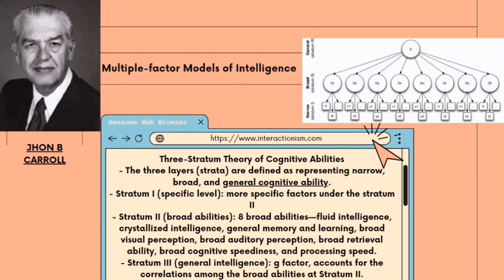So, in geology, a stratum is a layer of rock formation having the same composition throughout. Strata, the plural of stratum, are the representation of each of the strata in Carroll's theory.